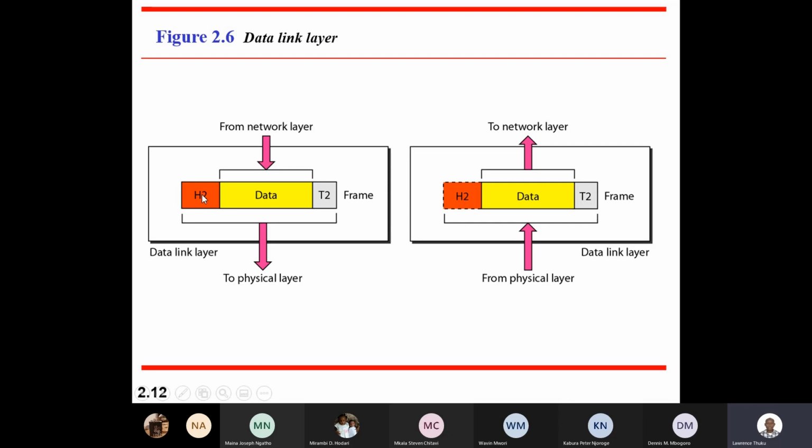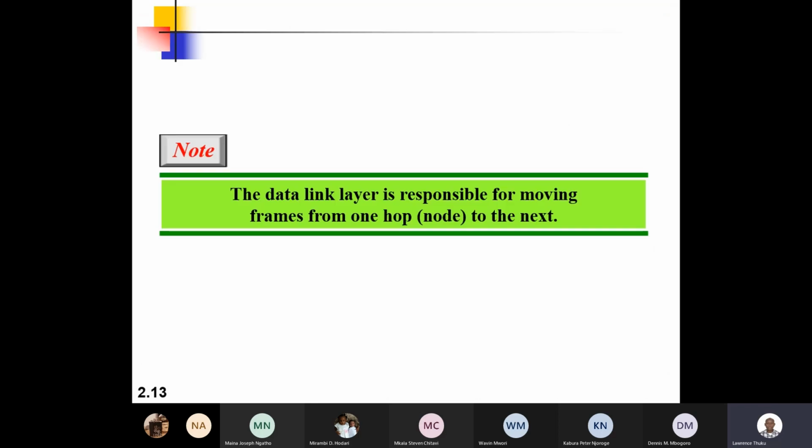data showing where the information is coming from and where it's headed to, and of course it has the data itself, and of course any data that's meant for correction purposes and so on and so forth, especially after encoding of the data. Okay, so basically this layer here is charged with the responsibility of ensuring that the data itself is secure, and of course it's error-free before it is transmitted. So it's responsible for moving frames from one hop to the next.